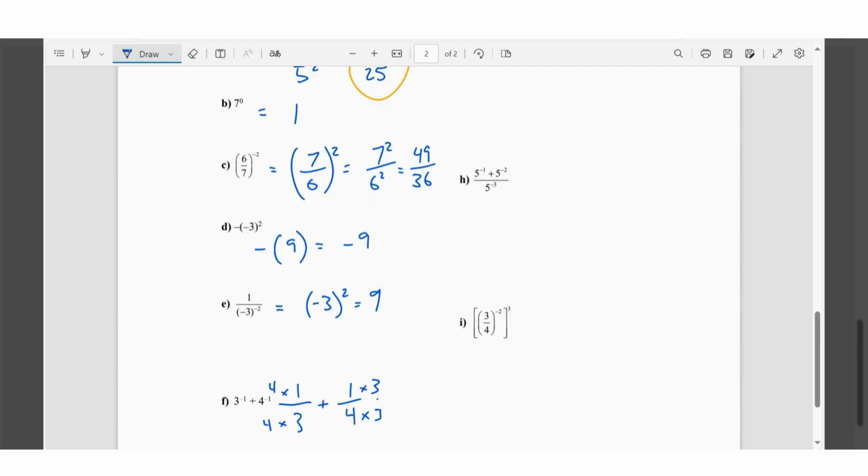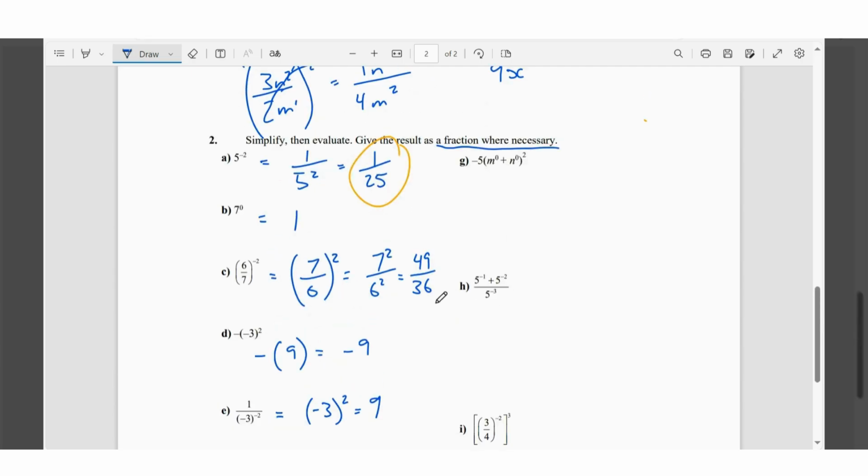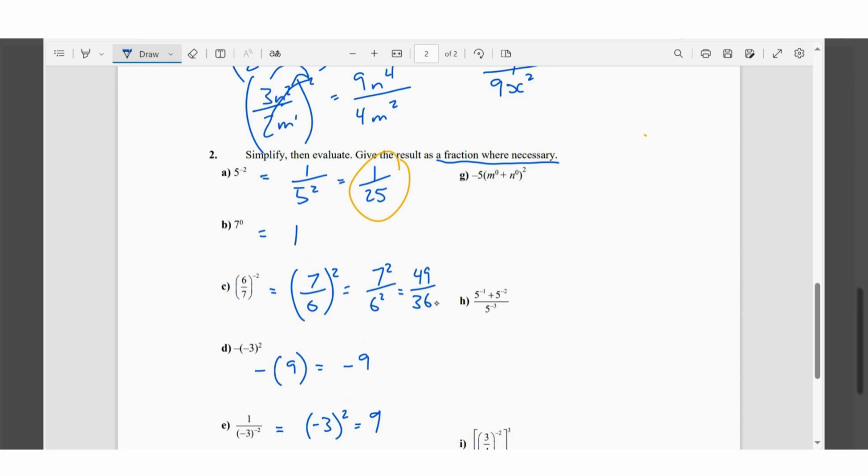The rules not necessarily applying will be really interesting in H. I'll try to give you a good explanation of that to show how that works. Here, let's deal inside the brackets first. We got a -5. M to the power of 0, remember, is just 1. And n to the power of 0 is just 1. And that's squared. So now we got -5, 2, just adding inside the brackets, squared. And so we got a -5 times 2 squared. 2 times 2 is 4. And -5 times a +4 is going to give us a -20.